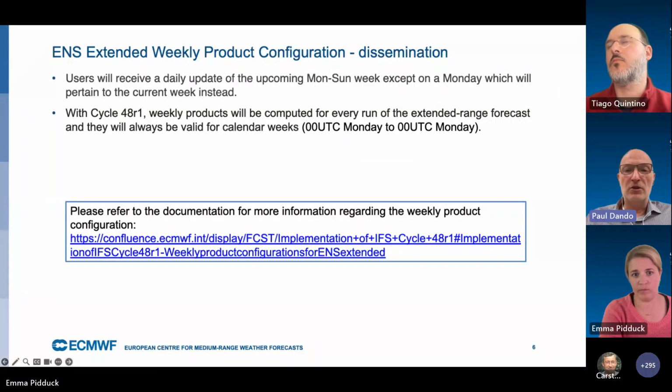We're also going to be computing the weekly products for every run of the extended range forecast, and these are going to be valid then for the various calendar weeks going forward for 5 or 6 weeks, depending on which day of the week it is, from 0 UTC on a Monday to 0 UTC on the following Monday. And I think that's all from me.